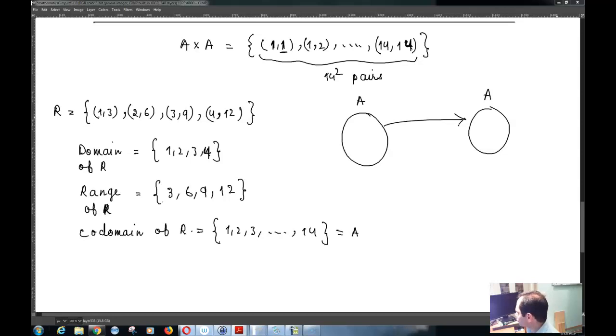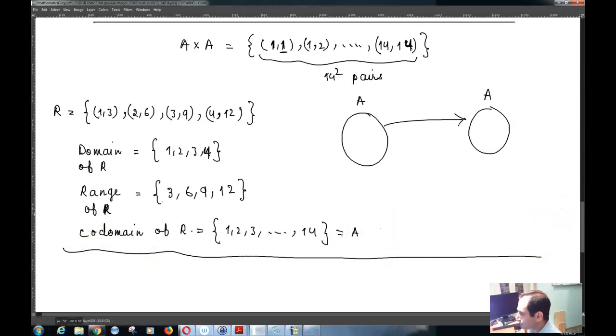So the pairs are (1, 3), (2, 6), (3, 9), (4, 12). The domain is 1, 2, 3, 4. The range is 3, 6, 9, 12. And the codomain is 1 through 14. So the answer is correct. There is no problem with the answer.